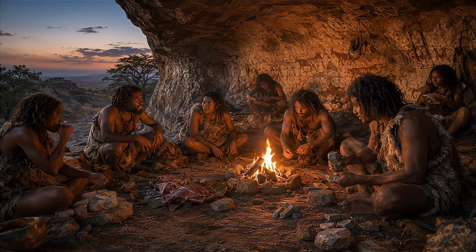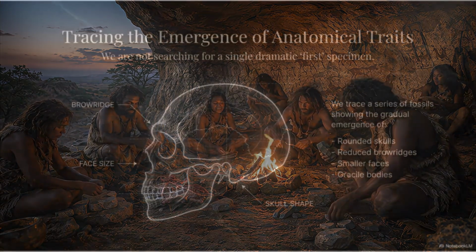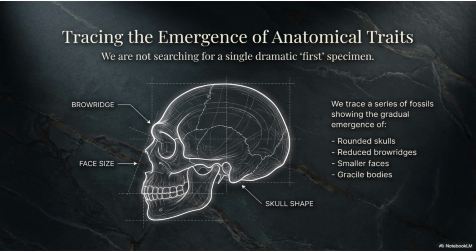Let's revisit what we're looking for when we try to identify early members of Homo sapiens in the fossil record. We're not just searching for a single dramatic first specimen. Instead, we trace a series of fossils that, taken together, show the gradual emergence of the anatomical traits we discussed earlier: rounded skulls, reduced brow ridges, smaller faces, and more gracile bodies. These fossils help us understand not only when modern humans appeared, but how widespread and variable they were in their earliest forms.